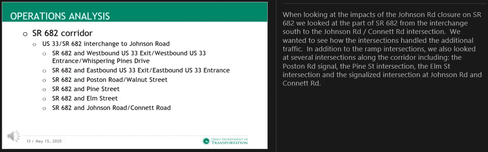When looking at the impacts of the Johnson Road closure on State Route 682, we looked at the part of State Route 682 from the interchange south to the Johnson Road Conant Road intersection. We wanted to see how the intersection handled the additional traffic. In addition to the ramp intersections, we also looked at several intersections along the corridor, including the Poston Road signal, the Pine Street intersection, the Elm Street intersection, and the signalized intersection at Johnson Road and Conant Road.